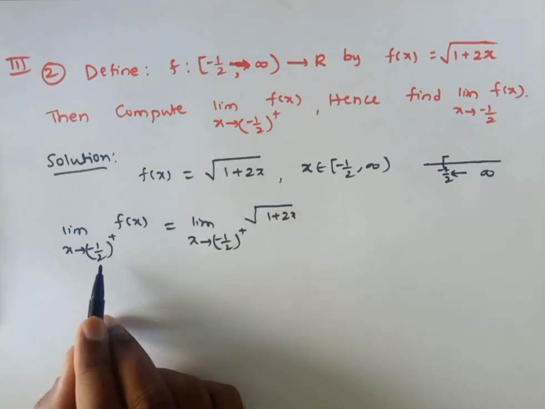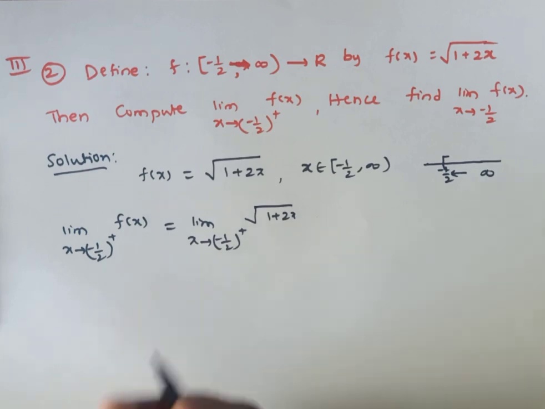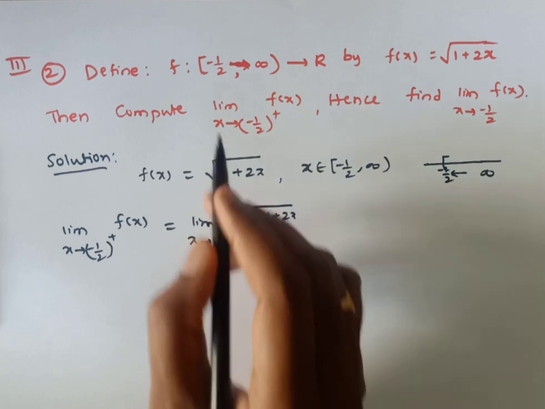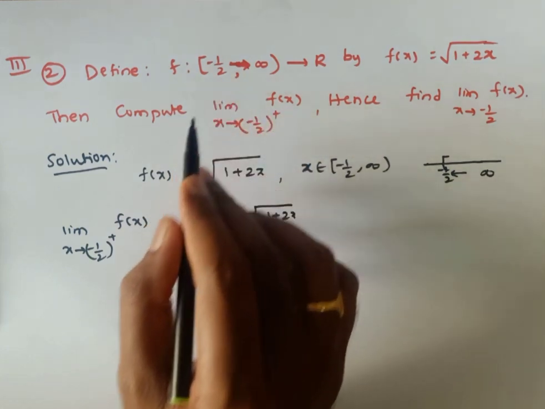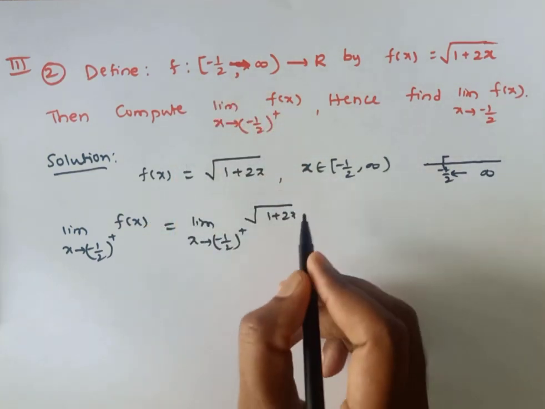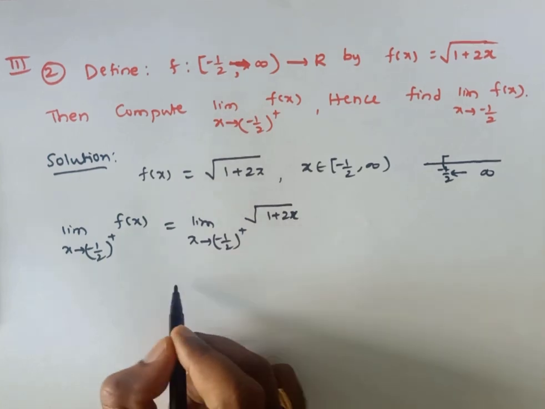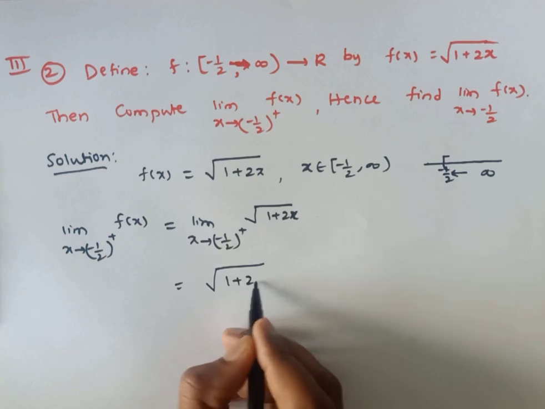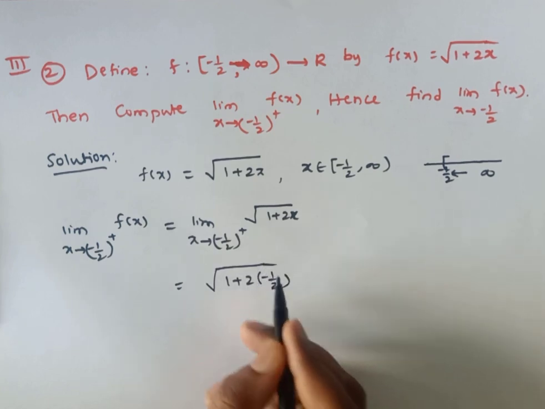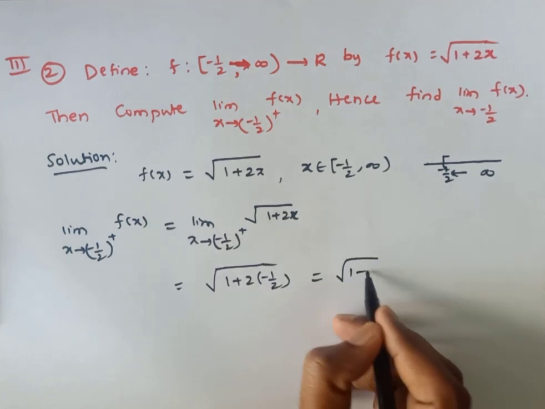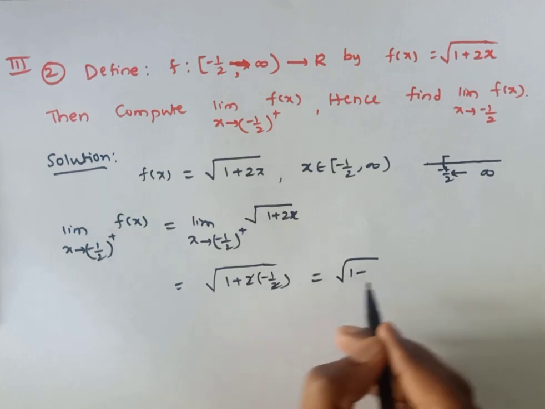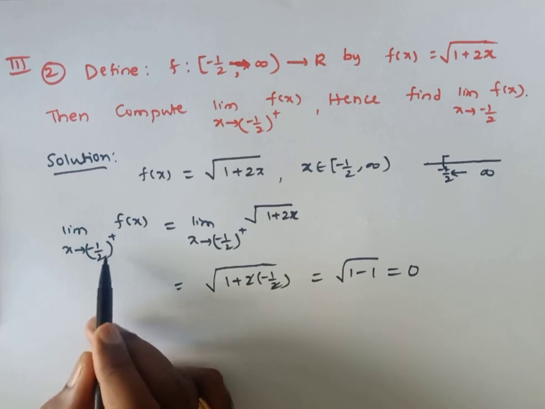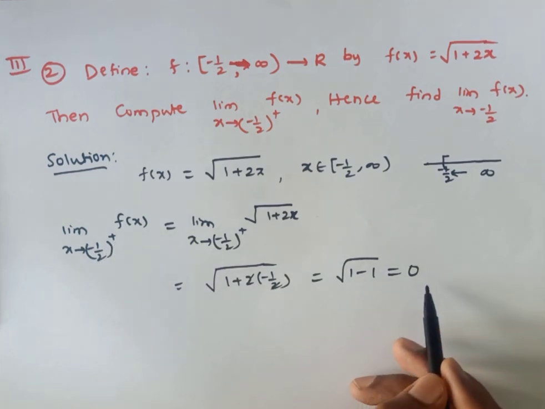If the question were minus 1 by 2 minus, then the solution would not exist, since the function is defined only on minus 1 by 2 comma infinity. Now we apply the limit directly. It is root of 1 plus 2 into minus 1 by 2, that is root of 1 minus 1, so this is 0. So the limit x tends to minus 1 by 2 plus of f of x exists, and that is 0.